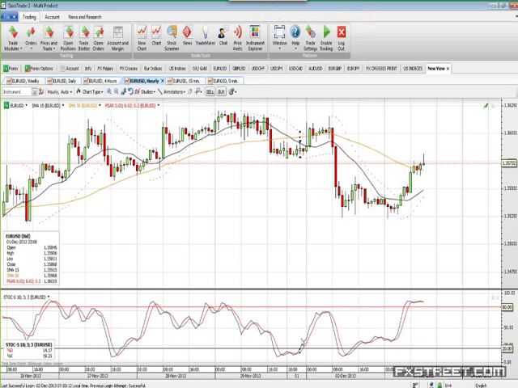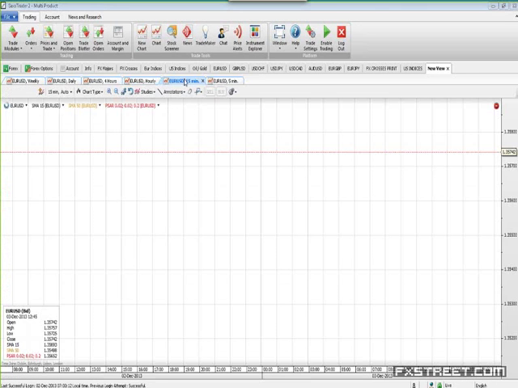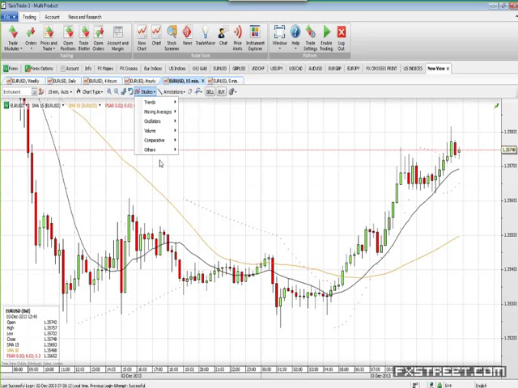So the slow stochastic is good for confirming that turnaround. Basically here, if we get an outside bar here, with the slow stochastic overbought, it's going to tip through, and I'd expect a decent move to the downside. 15 minutes.